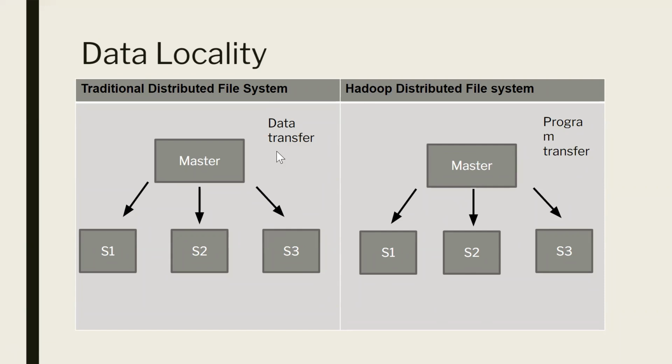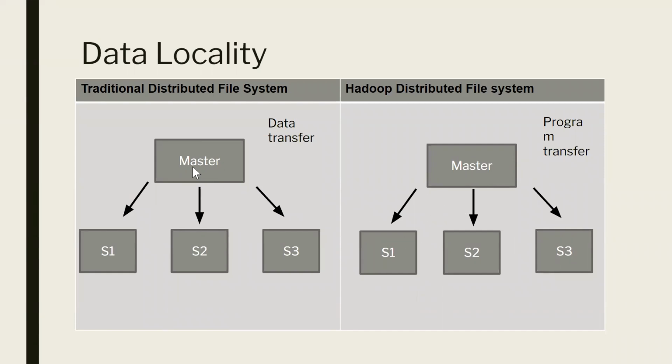Yes, sure. Can the same bandwidth issue also happen in the Hadoop distributed file system, in the first go? I didn't get it, can you come again? In the traditional distributed file system, we are transferring the data from master to S1, S2, and S3. And in the program approach, we are just transferring the program. But before transferring the program, we assume that the data is already present in S1, S2, and S3. So while transferring the data to S1 and S2, there can also be an issue of the same bandwidth.